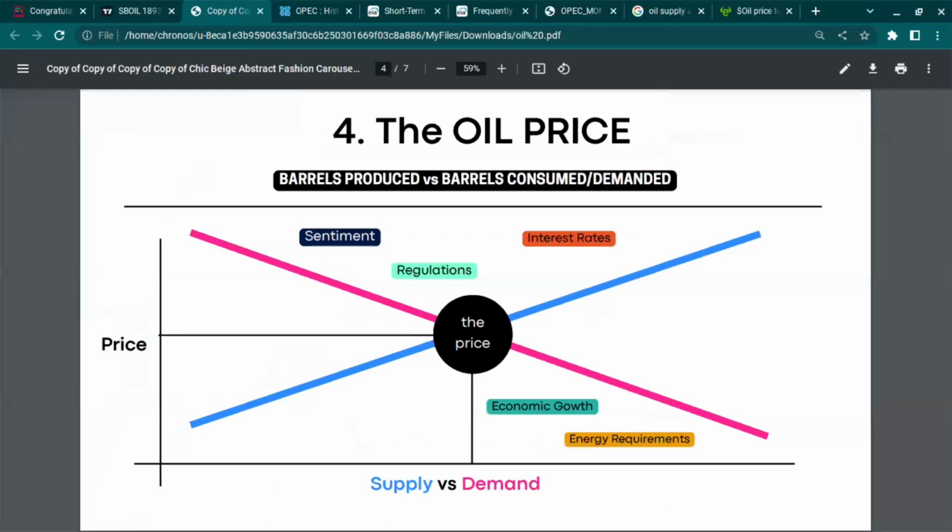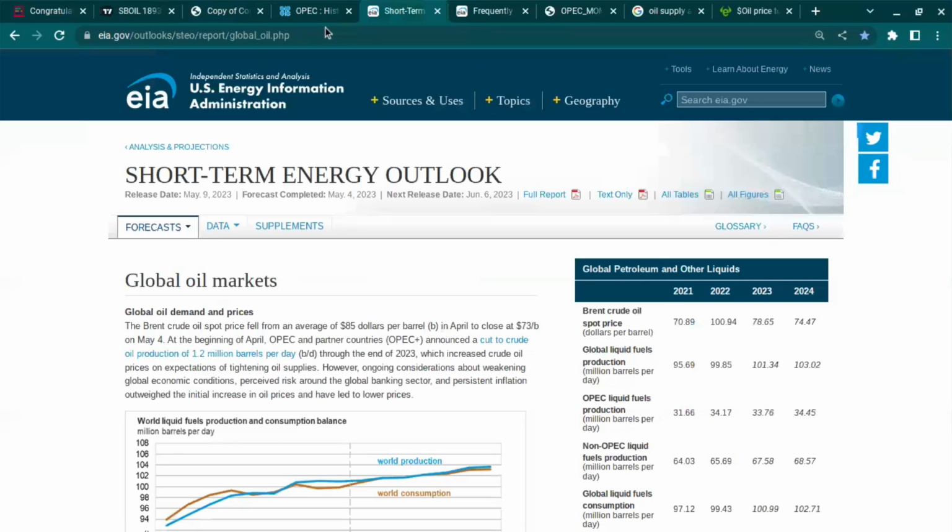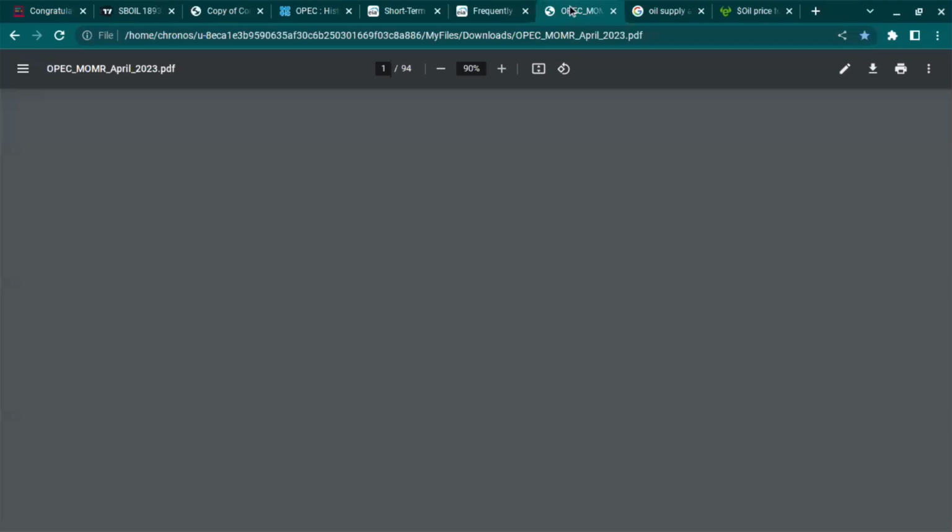And as an investor, that's really what you always want to be checking. Now, there's a few entities that are quite influential when it comes to the oil price. One of them is OPEC, which is the Organization for Petroleum Exporting Countries. You want to look at their reports and what they say about oil, because that actually tells us a lot.